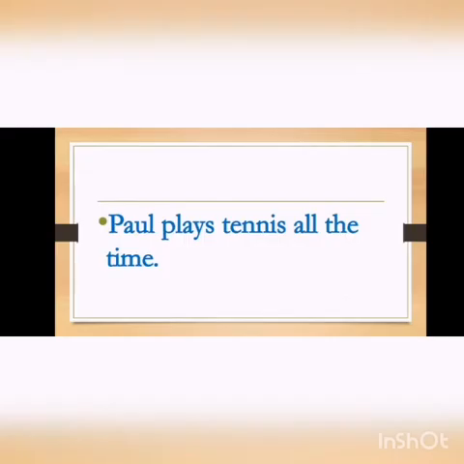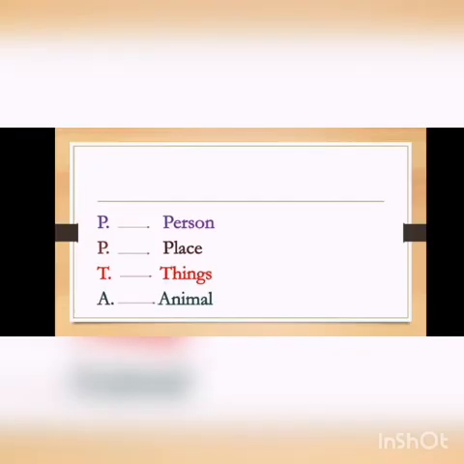There are many things to remember. There is an easy way to remember nouns. Paul plays tennis all the time. It's the easiest way to remember. Person, place starts with letter P. P, place. T of tennis, T, thing. All the time, here A starts with letter A, so A like animal. So, P person, P place, T things, A an animal. So, these are nouns.